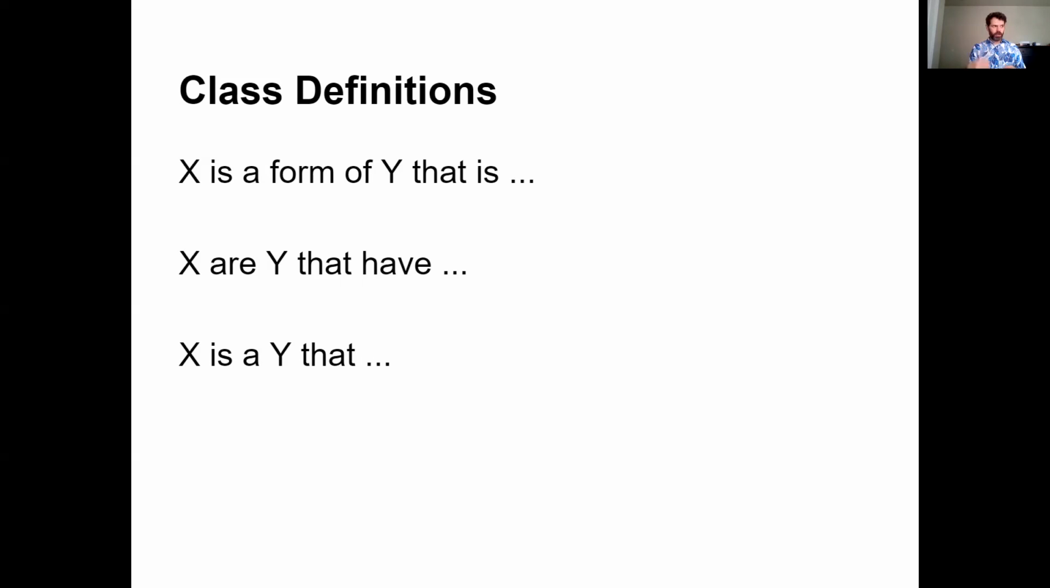So X is the new word. Y is a word that the reader or listener already knows, some kind of more general common term. And we connect their understanding of the general common word to the new word with this explanation of how it's different. Another way to do that is X are Y that have something special about them. Or X is a Y that, again, is special or does something special.